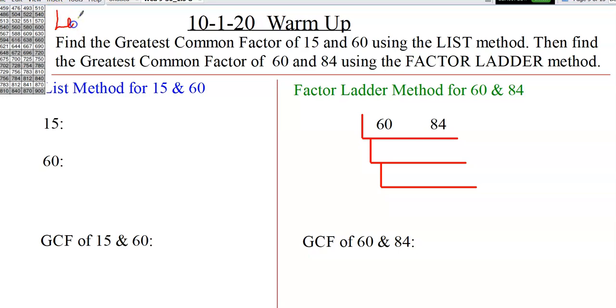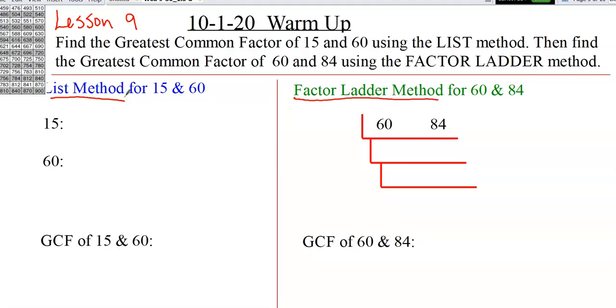Hello, this is lesson number 9, and we are continuing on to learn about greatest common factors, and we're going to do some word problems and apply what you're learning. So for the warm-up, you should pause the video and try the warm-up, and then of course I'll show you the solutions worked out. You're going to use the factor ladder method, and you're going to use the list method.